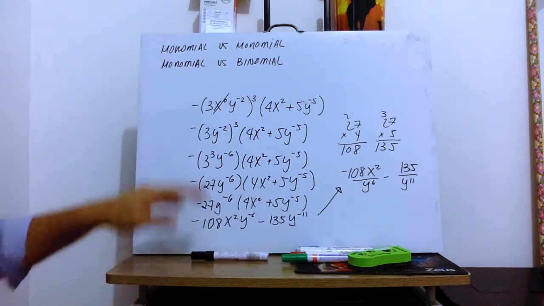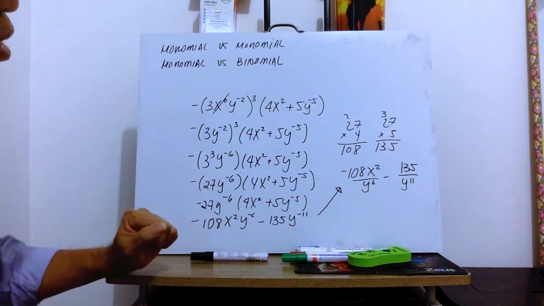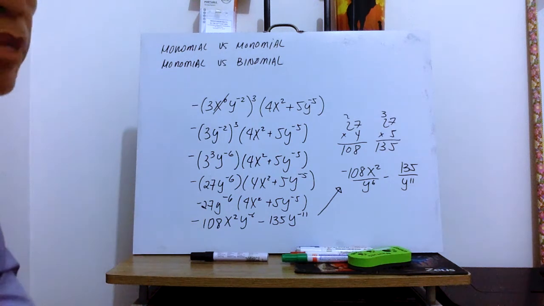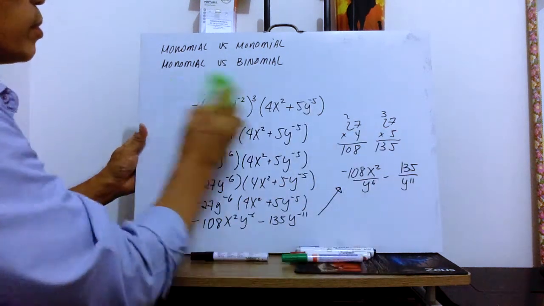That is a monomial multiplied by a binomial. What if we're going to multiply two binomials?